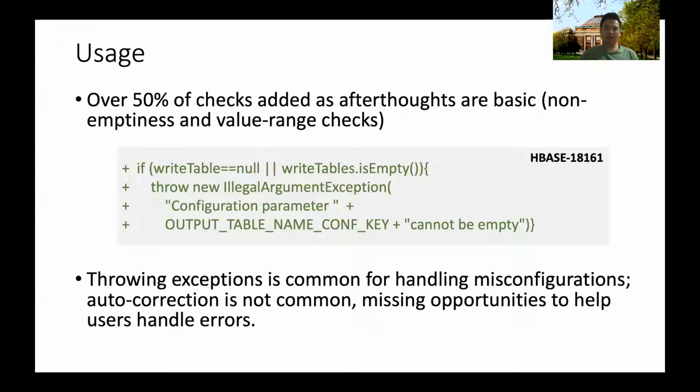For usage, we find that over 50% of checks added as afterthoughts are basic non-emptiness and value range checks. This is an example of a non-emptiness check. And we believe that automatically generating and adding those simple checks can prevent much damage to the system.